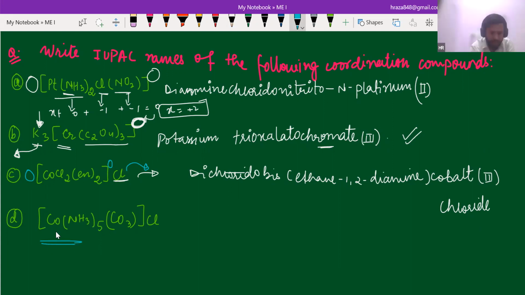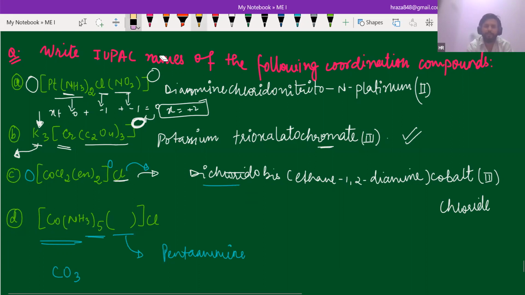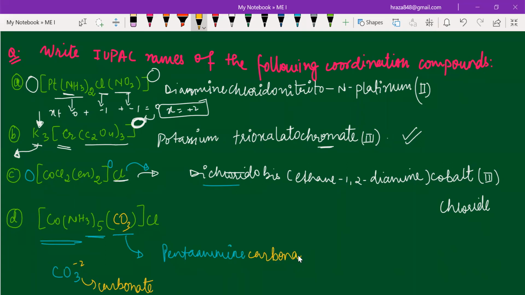Now I'm going to name this. Let me check what you have written. Dichlorido bis ethane-1,2-diamine. Now come to this point. Again, you are going to write pentaammine. Now see, what is this CO3? Do you know what this CO3 is? It is CO3 2-, carbonate. Yes or no, Anushka? Yes, sir. So pentaammine carbonate, and since it is an anionic ligand, the name ends with carbonato.